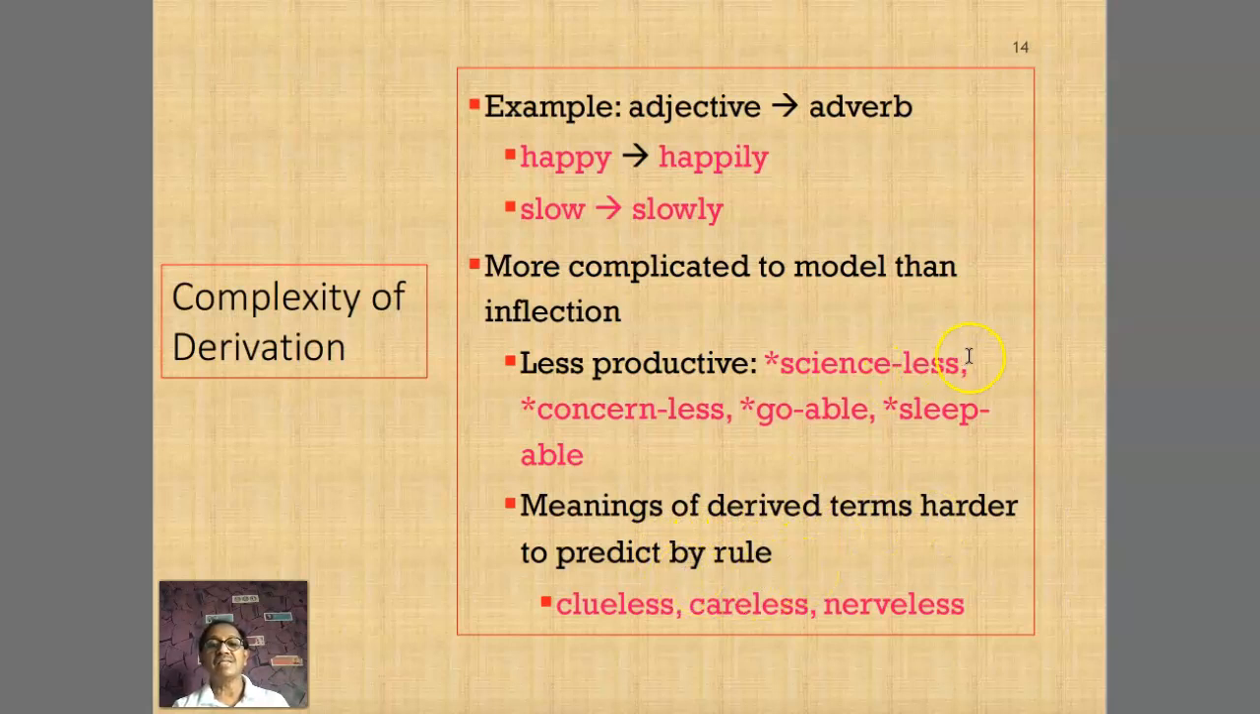And then the meanings of derived terms are harder to predict by rule. When I say less, does it mean fewer in number or quantity? No. Look at this. When I say clueless, it means there is no clue at all. But when I say careless, does the morpheme less give the same meaning? Does it give the same meaning to nerveless? No, right? Meaning is harder to predict by rule.